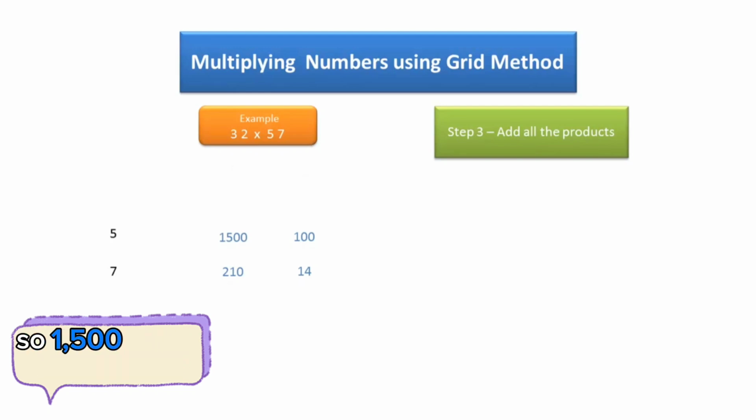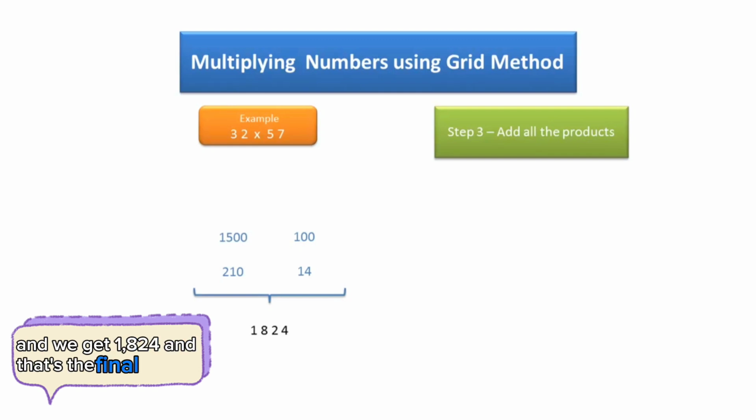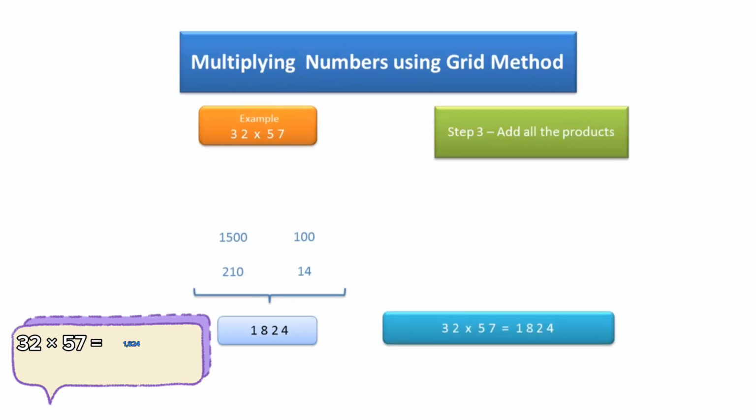Step 3, add all the products. So 1,500 plus 100 plus 210 plus 14, and we get 1,824. And that's the final answer. 32 times 57 equals 1,824.